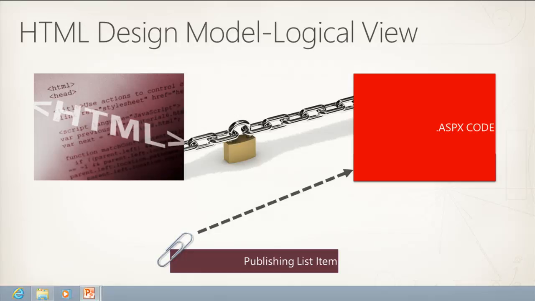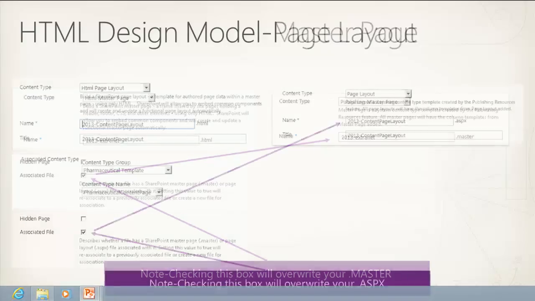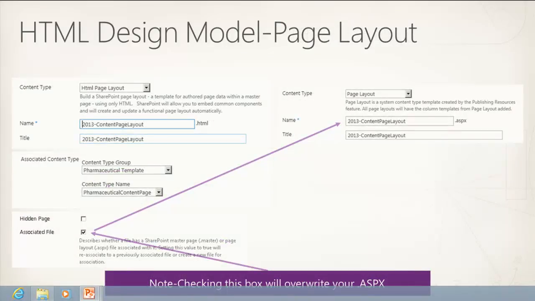And I'll show you what the UI looks like. When I upload an HTML master page, I'm going to upload that HTML. I'm going to check that box called Associate, and it's going to create an ASPX. Same thing for page layouts. I'm going to upload my HTML with the same name as my page layouts, and then I'm going to check the box, and it's going to create the ASPX equivalent, which will then allow me to take advantage of the new HTML design view without having to touch my other page layouts.